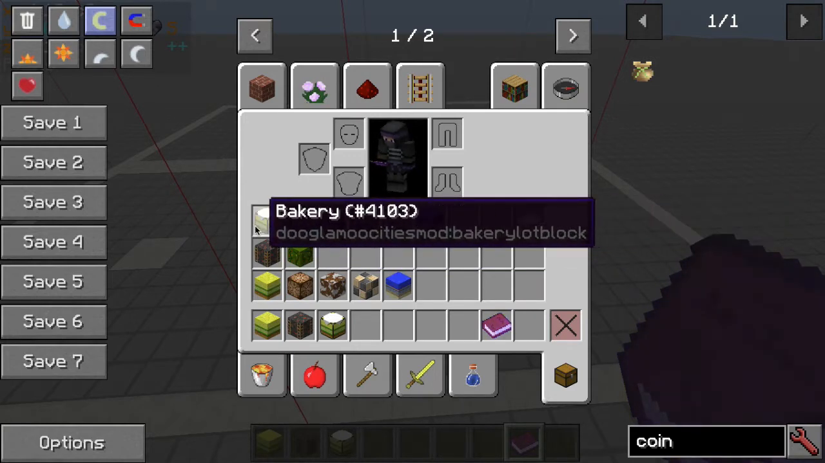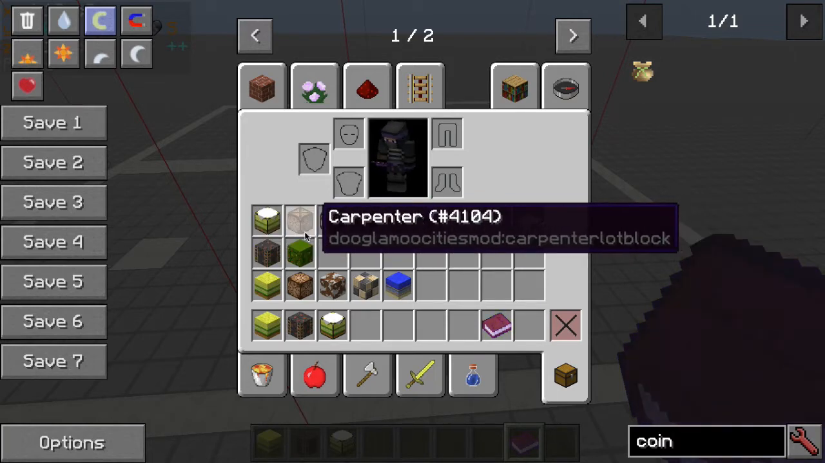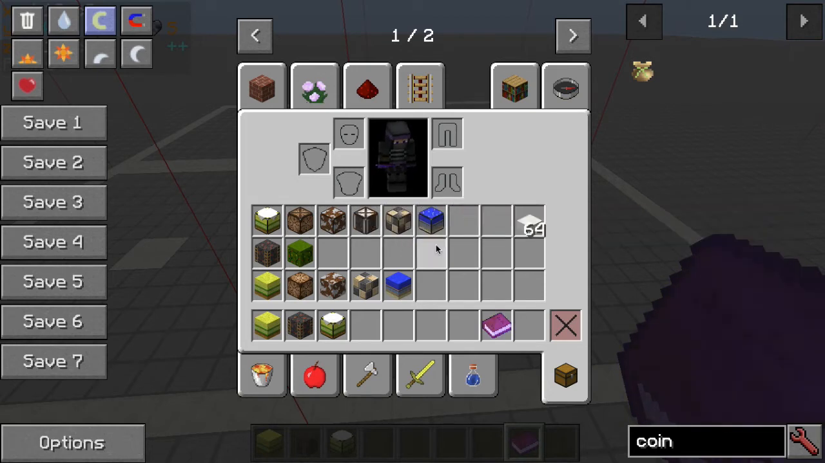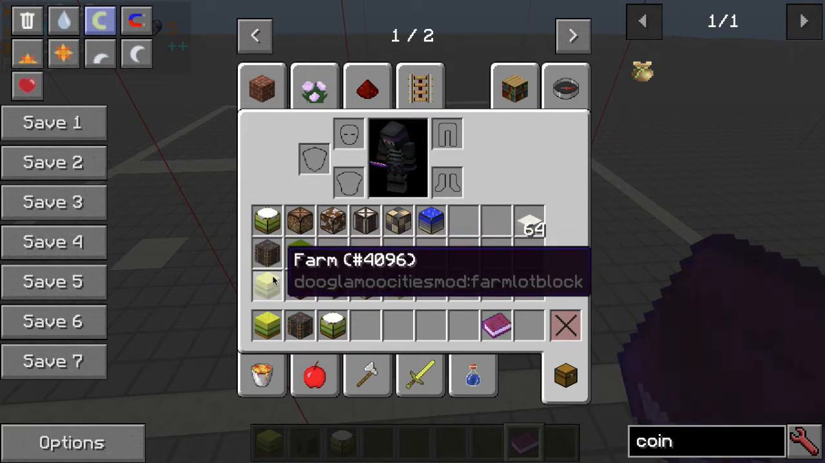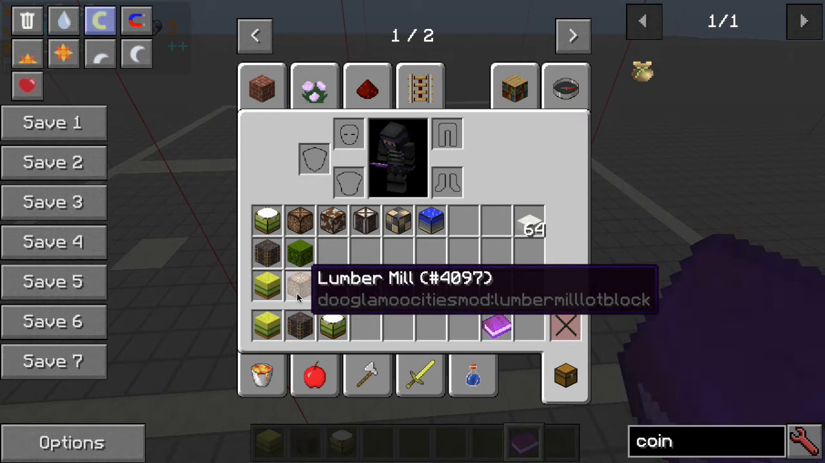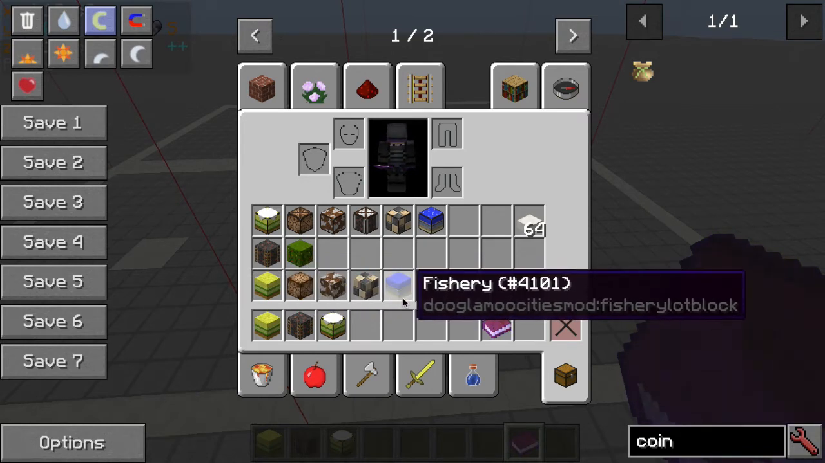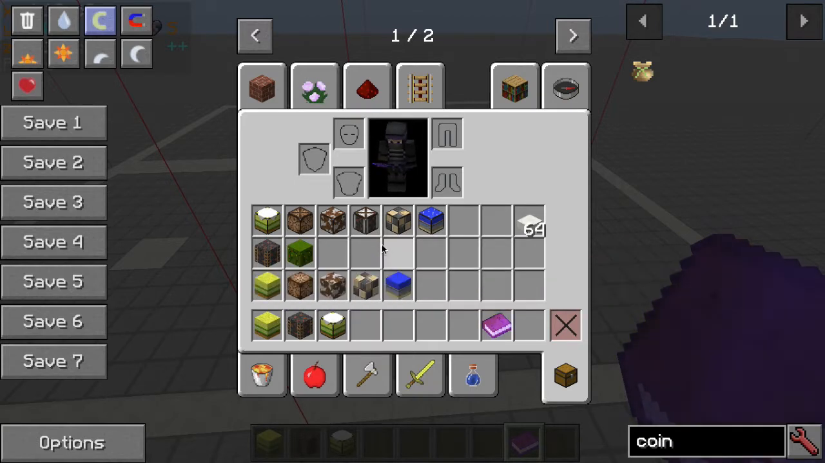So of the manufacturing industries, these are the ones that take up 8 by 8. So the bakery, the carpenter, the textile, blacksmith, stonemason. And then the 16 by 16 are the mine shaft and the garden. These are the resource industries. And then the farm, the lumber mill, the ranch, the quarry, the fishery, takes up the 32 by 32. So those are the three types: 8 by 8, 16 by 16, 32 by 32.